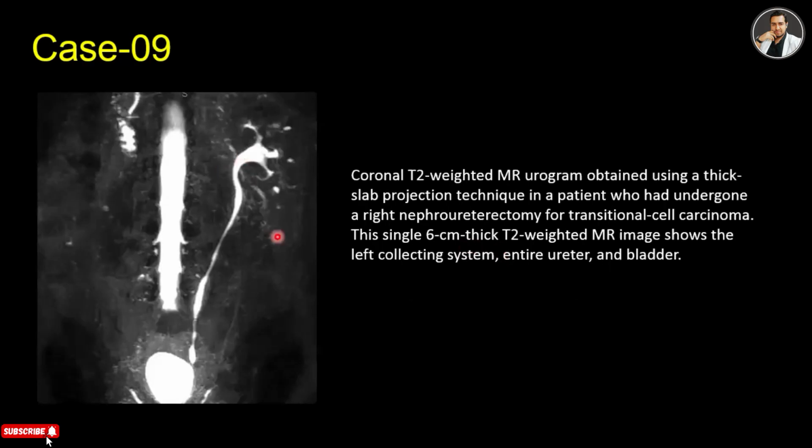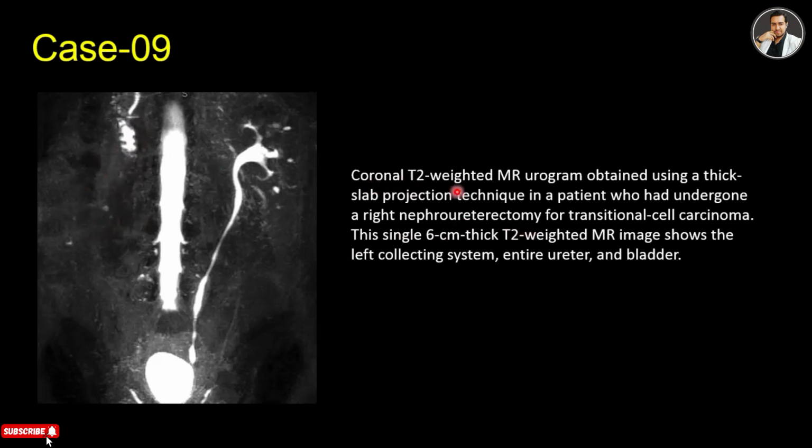So this is case 9. In this case, I think the right kidney is missing here. So in this case, you can see that the right kidney is missing. So let's read what the case is.